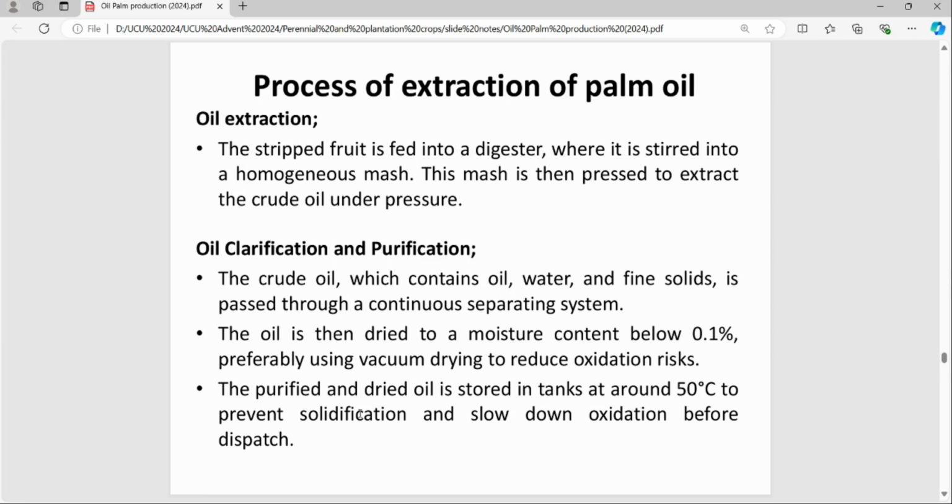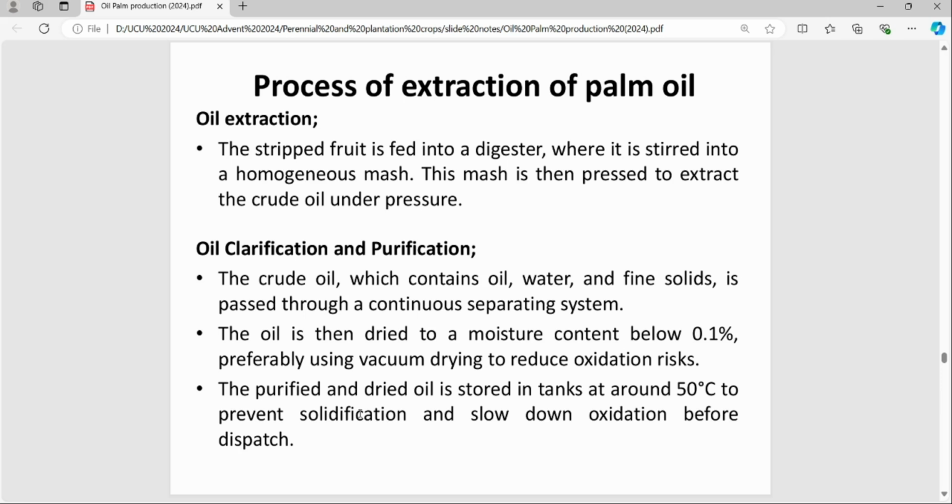Then we will go to the third step, where we do oil extraction, and here the fruits are fed into a digester, where they are stirred into a homogeneous mash, and this is pressed to extract the crude oil under pressure. So some people do this the local way, but if it's in a factory where there are machines, then the machines will do all the work.